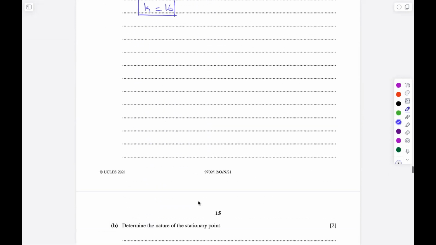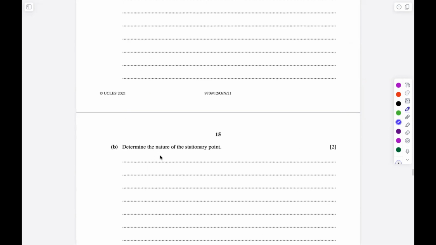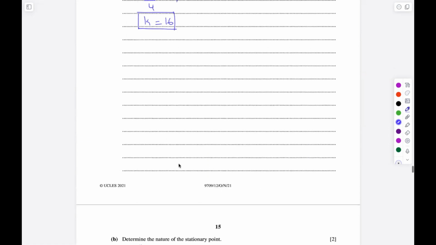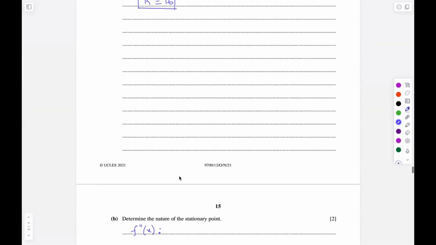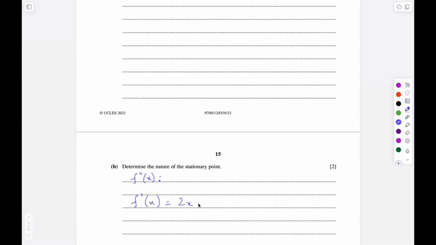In part B, it is saying determine the nature of the stationary point. So for the stationary point, we'll have to find f double dash of x. Now to find this expression, the expression for f dash of x was equal to 2x minus k upon x squared. So this will be 2x minus, we can write it as 16 upon x squared.